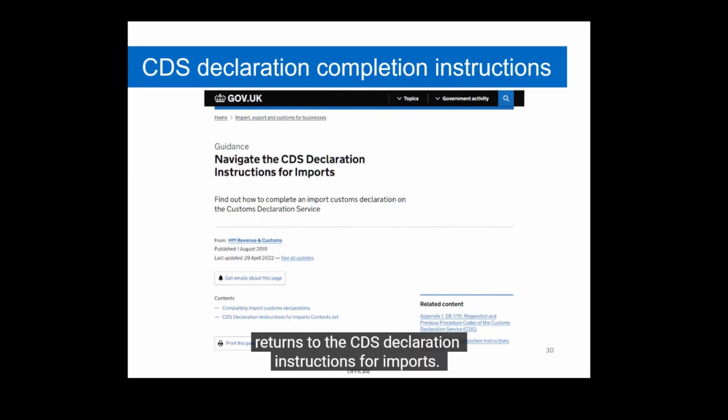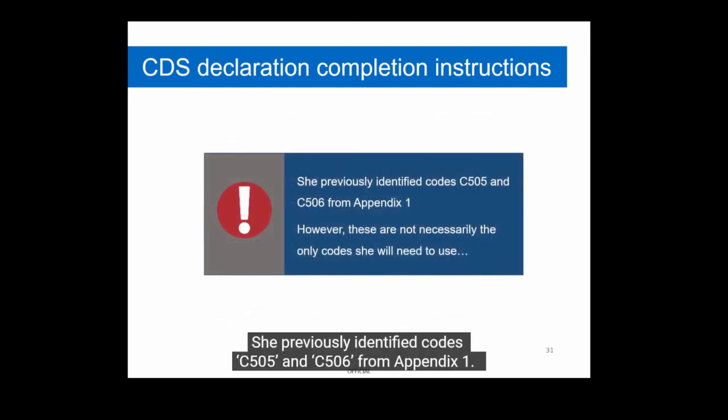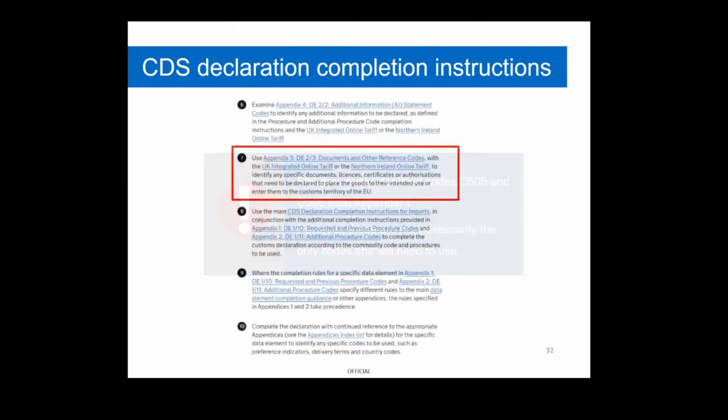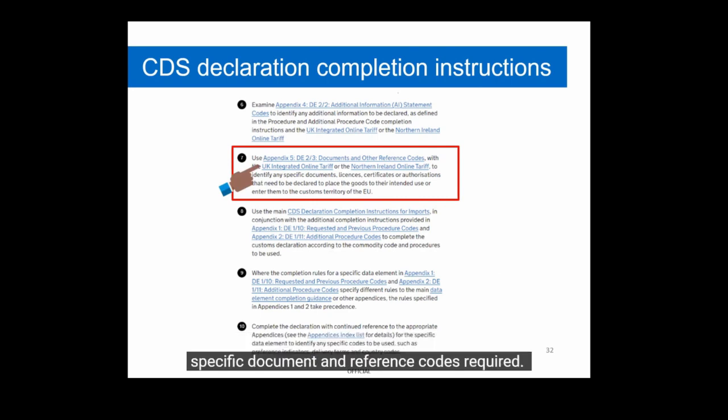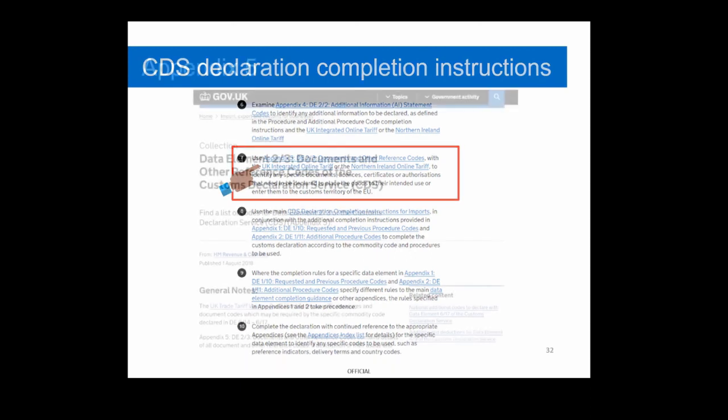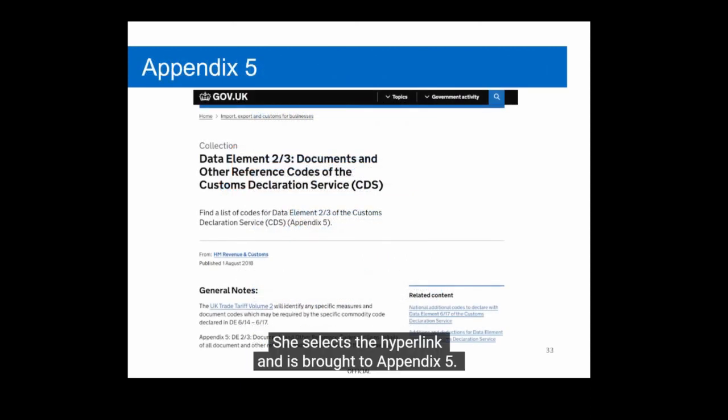Hallie returns to the CDS declaration instructions for imports. She previously identified codes C505 and C506 from Appendix 1. However, these are not necessarily the only codes that she will need to use. Hallie must now return to Appendix 5 to check if there are any other specific document and reference codes required. She selects the hyperlink and is brought to Appendix 5.